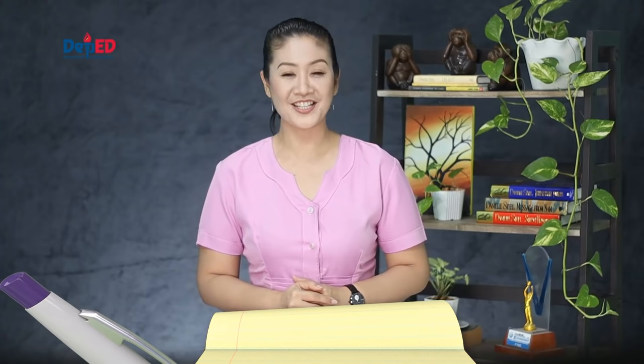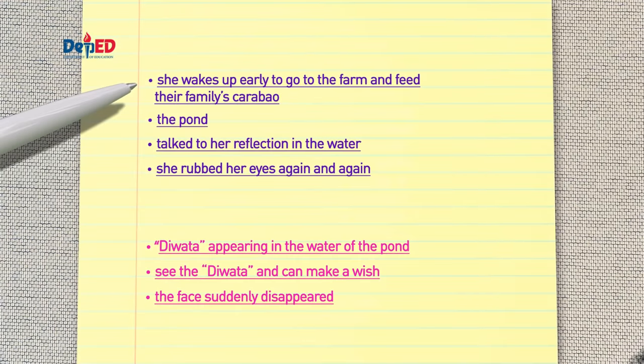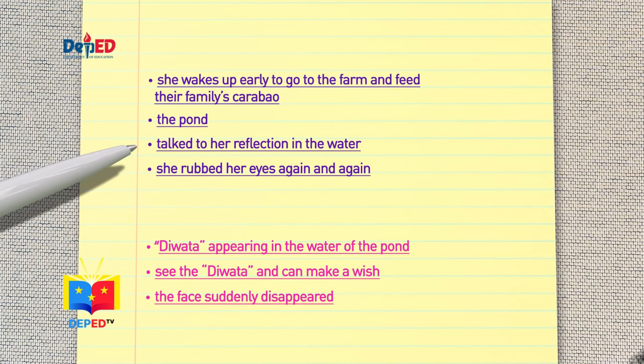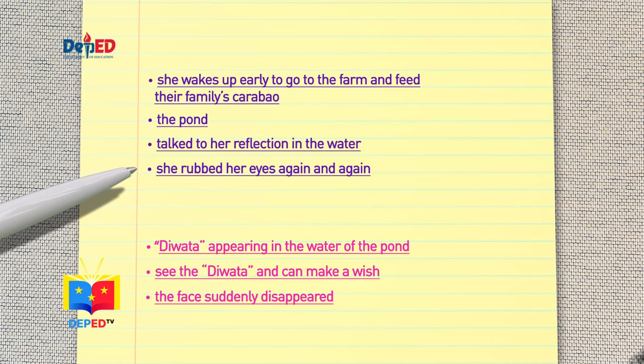A while ago, I asked you to take note of the underlined phrases found in the story. Let us read the following underlined phrases. Number one, she wakes up early to go to the farm and feed their family's carabao. Number two, the pond. Number three, talk to her reflection in the water. Number four, she rubbed her eyes again and again.